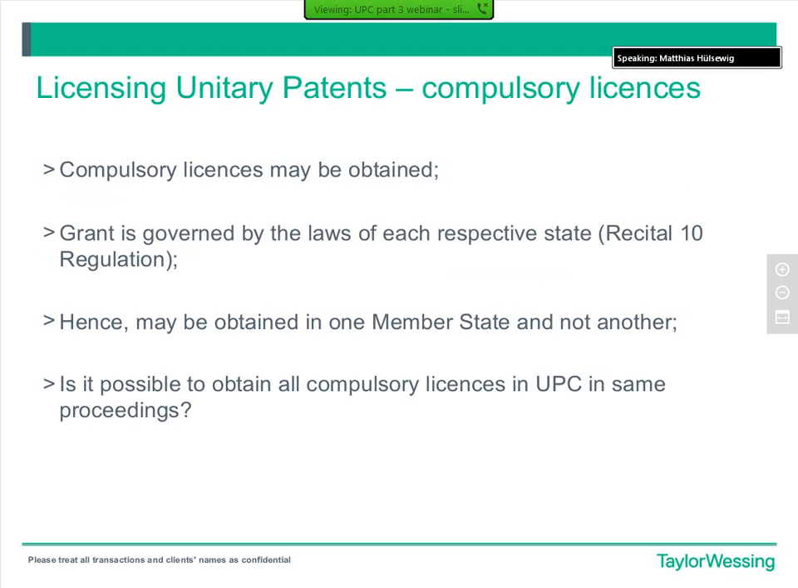Compulsory licenses of unitary patents are also possible. The regulation says that compulsory licenses for unitary patents are to be governed by the laws of the participating member states to be covered by the license. This means that compulsory licenses must be justified on a country-by-country basis according to, please note, national law. However, there seems to be no reason why it should not be possible to obtain such licenses in one set of proceedings in the UPC. But this remains to be clarified in the future.